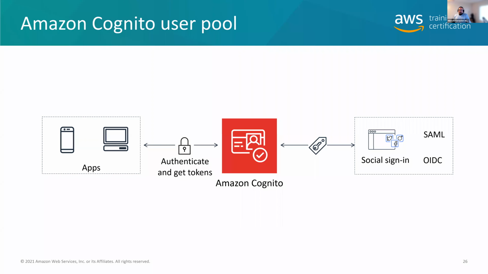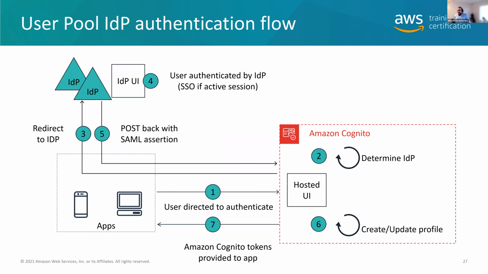Notice that apps can just authenticate and get tokens, and then they can get a social sign-in, and then that will allow them to get access into AWS resources. So this diagram is a little kludgy from my perspective. Hold on. Just draw this out.